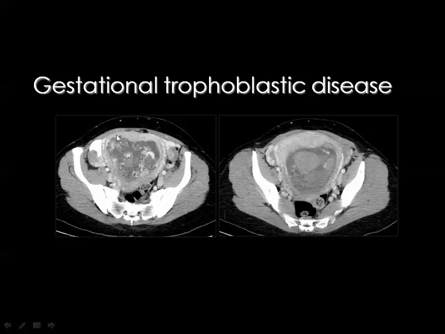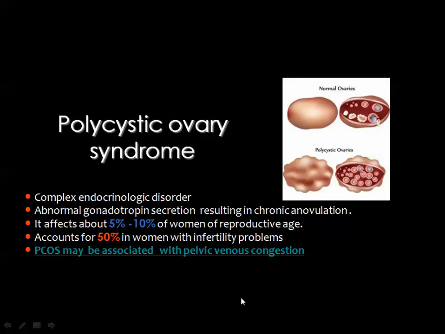The uterus is enlarged, and you see some calcium within the uterine cavity. You see the mass, you see irregular endometrial myometrial interface.